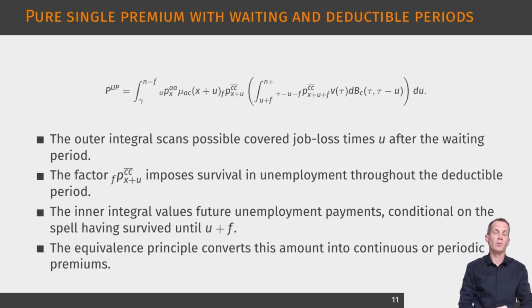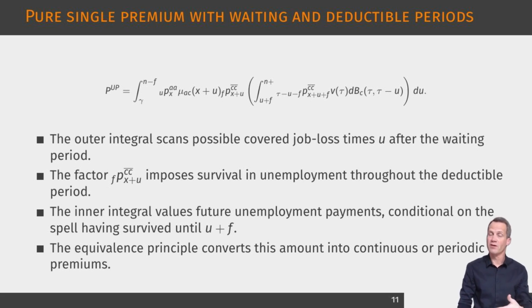Rather than reading the formula mechanically, it is better to interpret its construction. The outer integration considers all possible covered job loss times. It starts after the waiting period because earlier losses are excluded and stops at N-F because a later loss cannot survive the deductible period before contract expiry. For each possible job loss time, the model first requires the insured to be employed up to that time. Then the job loss intensity gives the instantaneous probability of entering unemployment at that date.